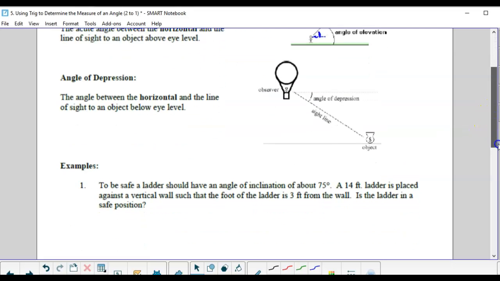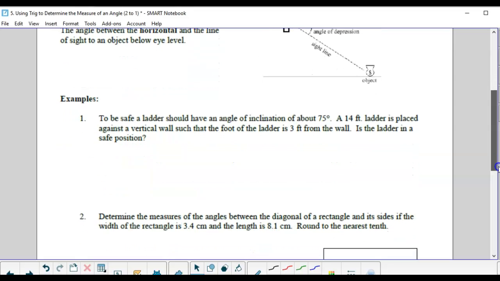Depression is from the horizontal down. Okay, so think of being depressed, you're kind of feeling down, so it's looking downwards. Elevation, feeling up, you're looking upwards. Okay. So, some examples here.